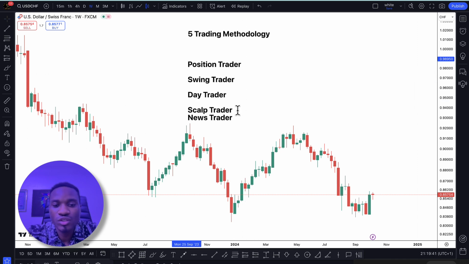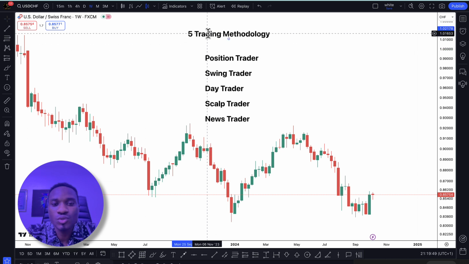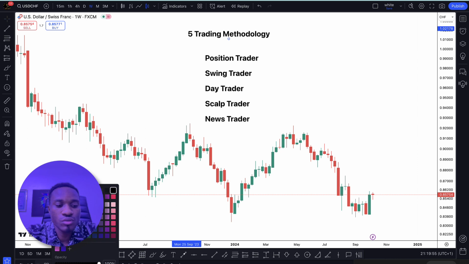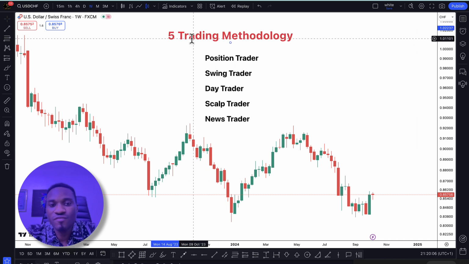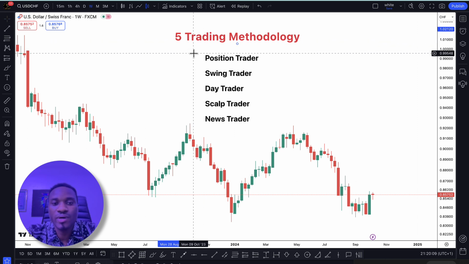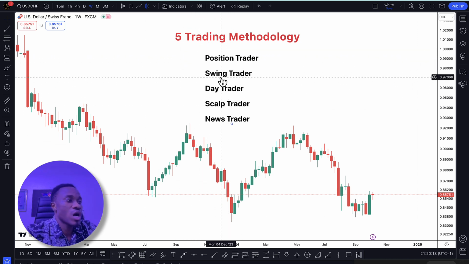So you as a trader, you must fall under one of these trading methodologies. As a trader, you have to fall under one out of these trading methodologies. Let's change the color of this. You must fall under one of these trading methodologies, right? Now that you have understood what trading methodology is all about, it is time we proceed to explain more about these 5 trading methodologies before we move on to how we construct key levels in the market.